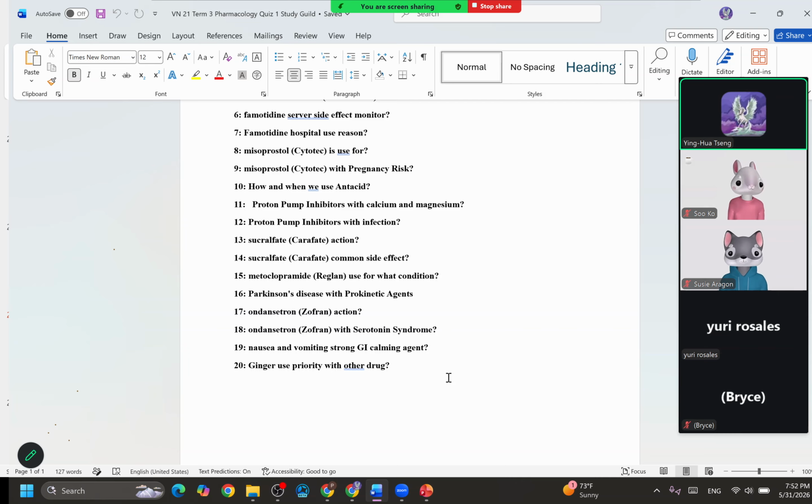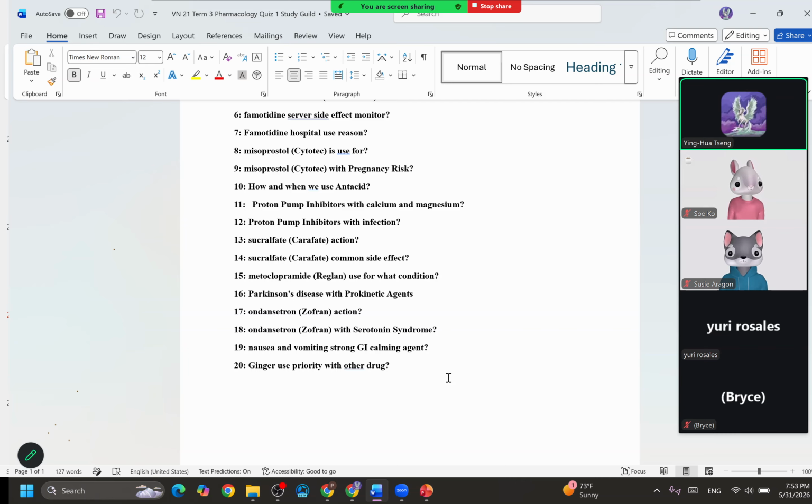All right, and then Carafate, the action. What's the mechanism? It coats the ulcers. Yes, correct. It's a coating agent. That's why the ulcer has time to heal, not directly touched by the stomach acid and the alkaline pancreatic enzymes. This kind of medication sticks on the ulcer.